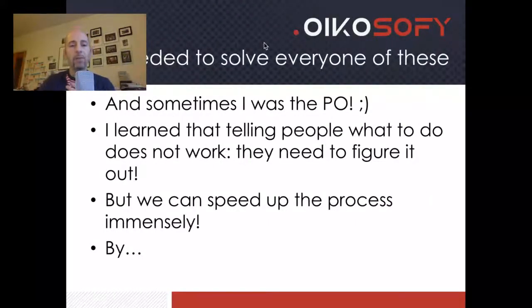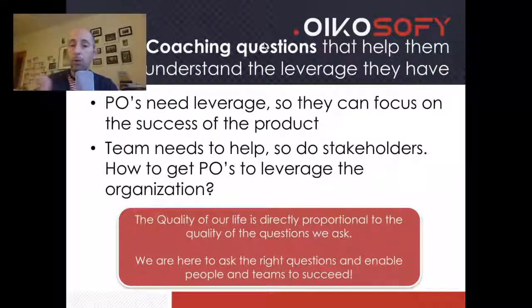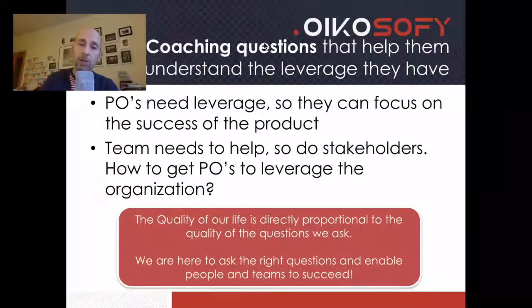And sometimes I have been the product owner in this stage, and I learned that telling people what to do does not work. The product owner needs to figure out for him or herself what needs to be done for the collaboration, for the market validation, for the vision setting to work. Now, of course, as Scrum Masters and Agile coaches, we can help a lot, and we can help speed up the process immensely by asking coaching questions. Don't forget, the quality of our life is directly proportional to the quality of the questions we ask.